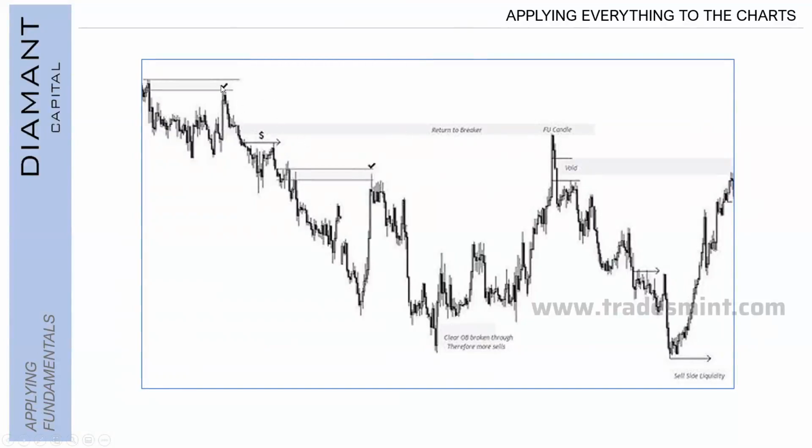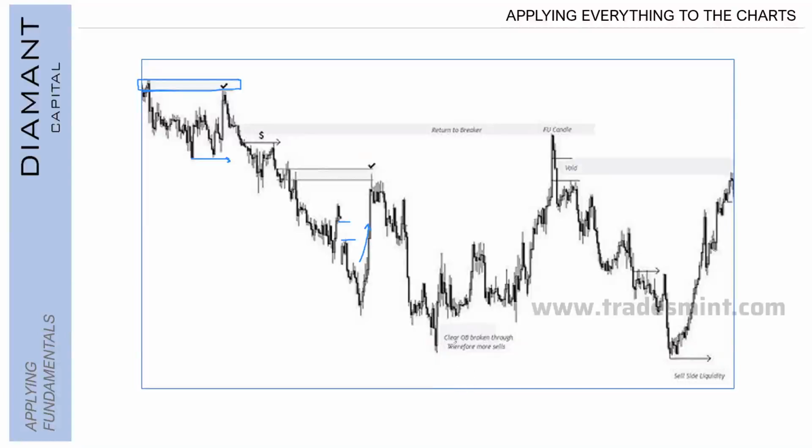As price was continuing downwards, it mitigated this area right here. Let me just use a pen. It mitigated this area right here, confirming more sell side. Therefore, as price continued downwards, it left occasional areas of liquidity. However, price continued to go downwards, for example, even leaving market gaps. And as I said in the technical section, price always aims to fill these market gaps. Eventually, we got to certain areas of interest.